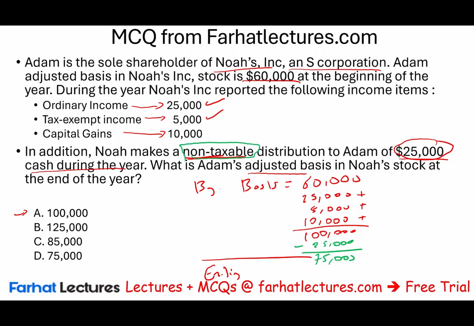Yes, as an S corporation, the income is taxed as you earn it. It's a pass-through entity. Supposedly, when you receive a distribution, it's not supposed to be taxable. And here they're telling you specifically it's not taxable. When is it taxable? There are certain circumstances, when it exceeds that income, when it's capital gain. But we're not getting there. We're telling you clearly it's non-taxable. As a result, it's going to reduce your basis to 75,000. Therefore, the answer is 75,000.